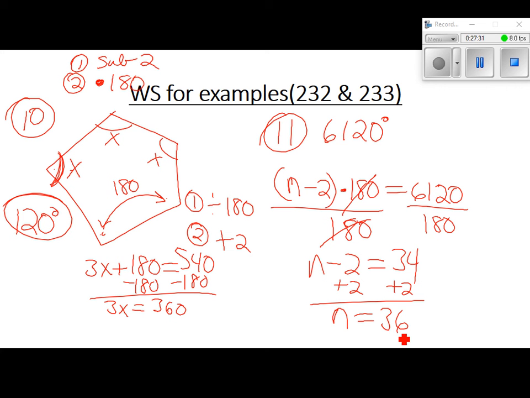So how many sides does this polygon that they're messing with have? 36. It's got 36 sides. So this polygon's got 36 sides. What's the name of that polygon then? 36-gon.